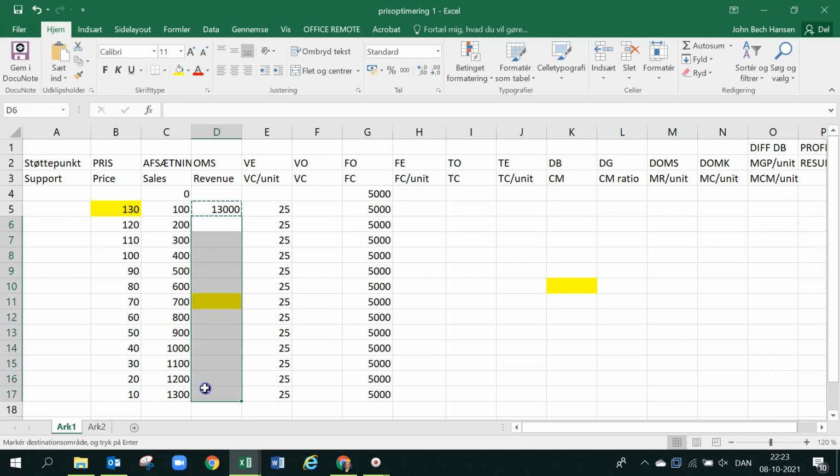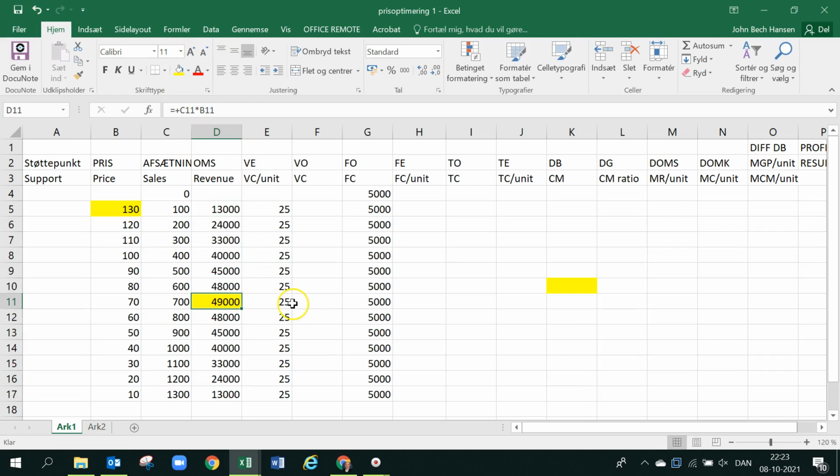So we can see here that the yellow spot moved away now, but that was actually not what I was going to show you. It was just to show you that we have the highest turnover, the highest revenue at a price of 70, where we will, in this period of time, have sales of 700 units.